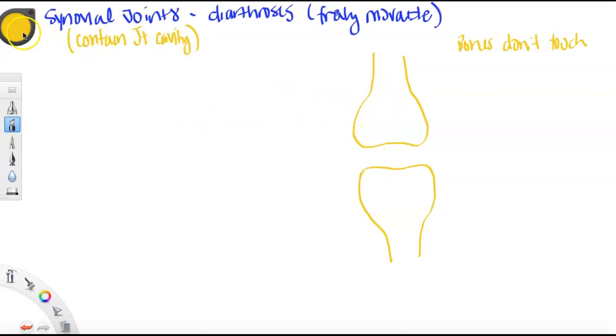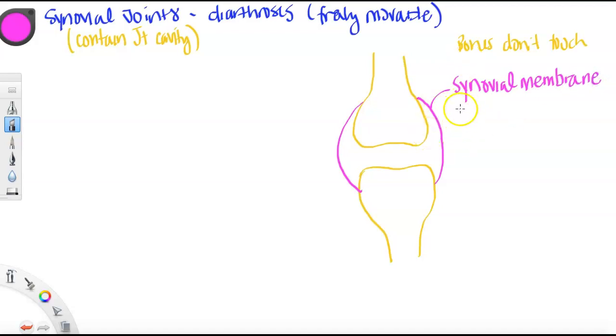All right. So around it, we have this area that creates the cavity. And this inner layer of the wall of this cavity is called the synovial membrane. And the synovial membrane secretes fluid called synovial fluid throughout this capsule.